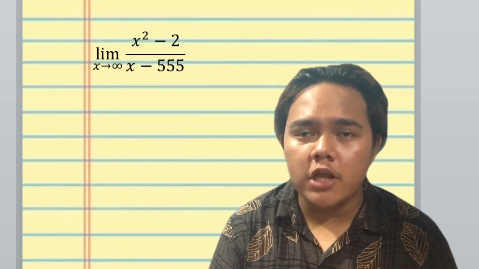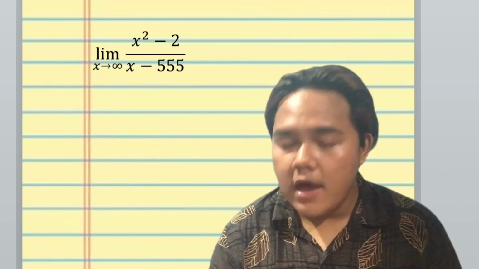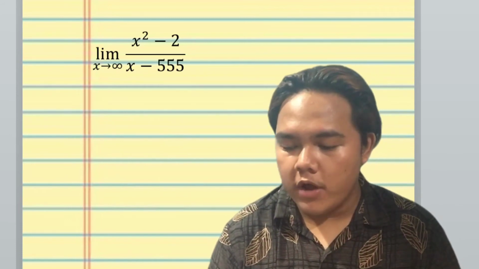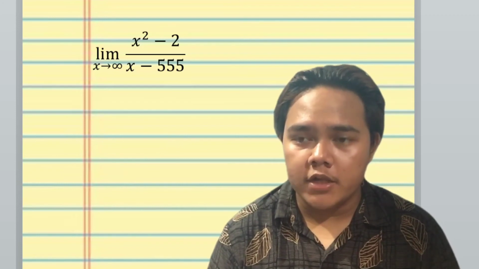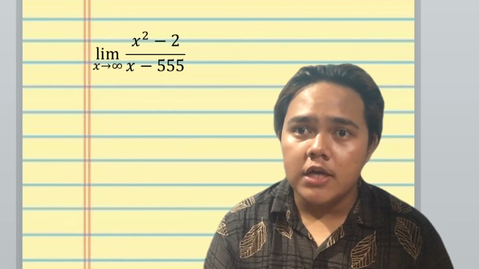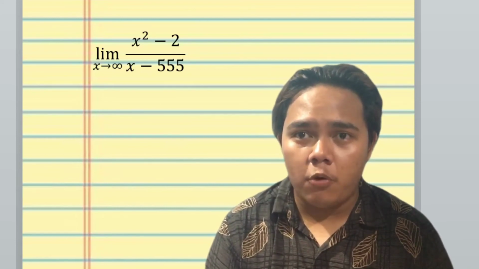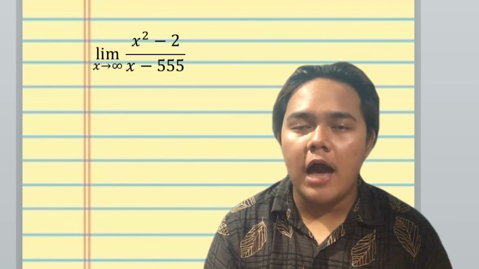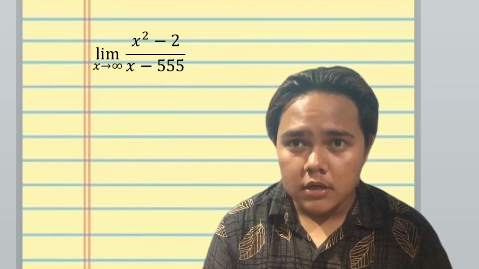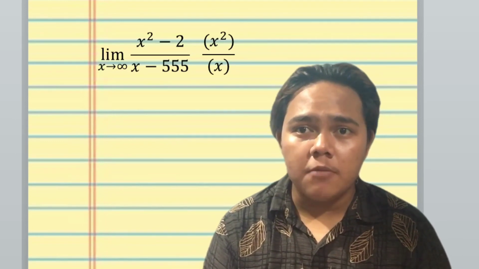So, nandito na tayo sa pinaka-last, which is ang given is limit of x squared minus 2 over x minus 555 as x approaches to infinity. Gagamitin natin condition dito is yung third condition, which is magkaiba or yung highest exponent is nasa numerator. So magkaiba yung gagamitin natin dito pang factor. Sa numerator, ang highest exponent is x squared. Sa denominator naman is yung x.